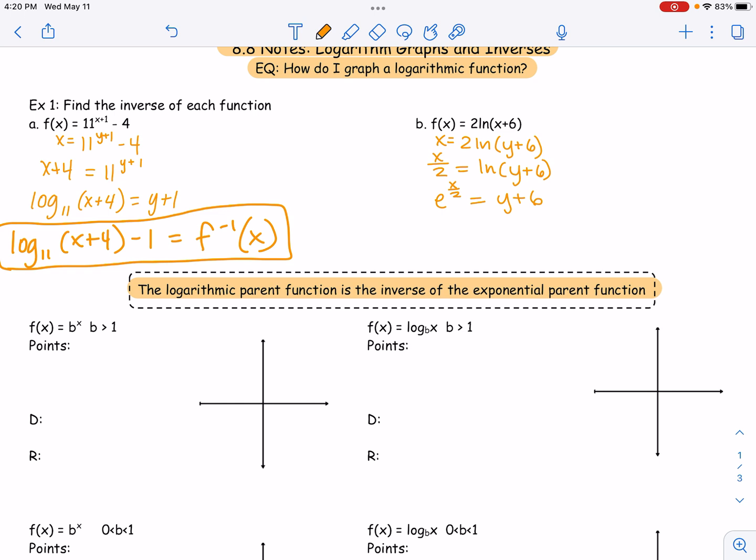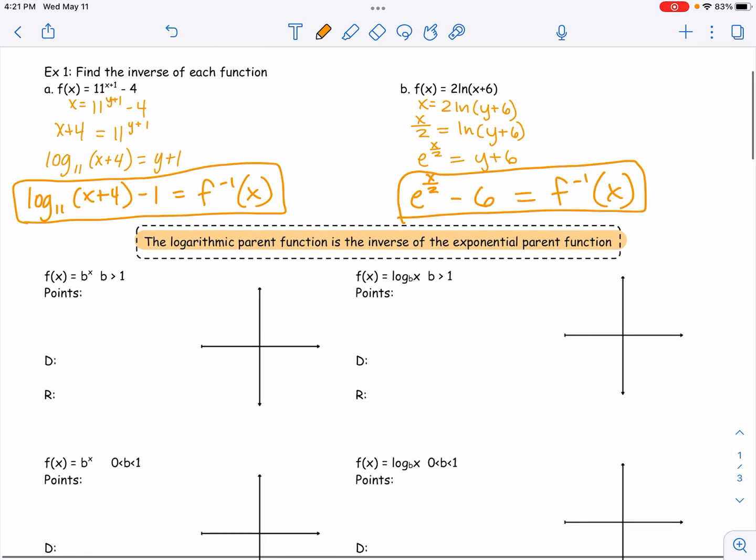Okay, so to get that y by itself, all we need to do is subtract 6. So e to the x divided by 2, minus 6, is equal to y, which is the inverse of our function. And that's it. Now, this is an exponential equation, which we've already talked about. So you should be able to look at this and know that there is a horizontal stretch because that 1/2 is being multiplied to the x in the exponent. So it's a horizontal stretch. And then that minus 6 at the back end would be a shift down 6 units.